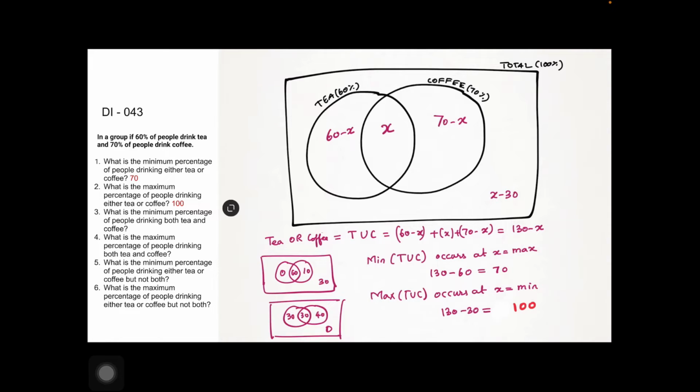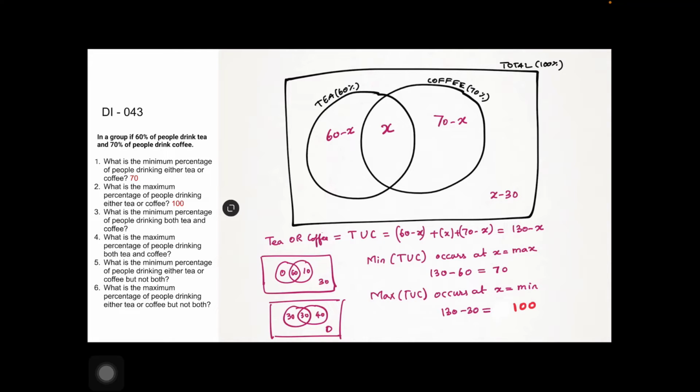This is the tea region or coffee region, which means people who belong to either the tea circle or the coffee circle. This is tea or coffee. Mathematically, we can say this is tea union coffee. Now, I need to find the minimum percentage of people who drink either tea or coffee. Minimum percentage of people who belong to these 3 regions. So what is the minimum value of 130 minus x and what is the maximum value of 130 minus x? To find the minimum value, x has to be maximum.